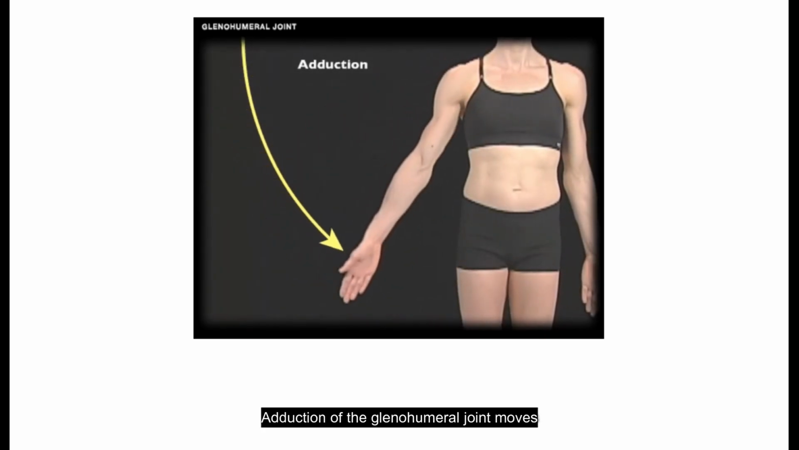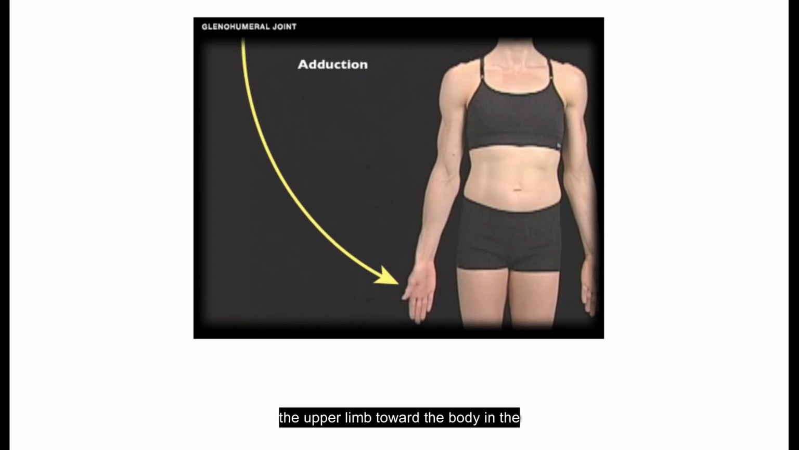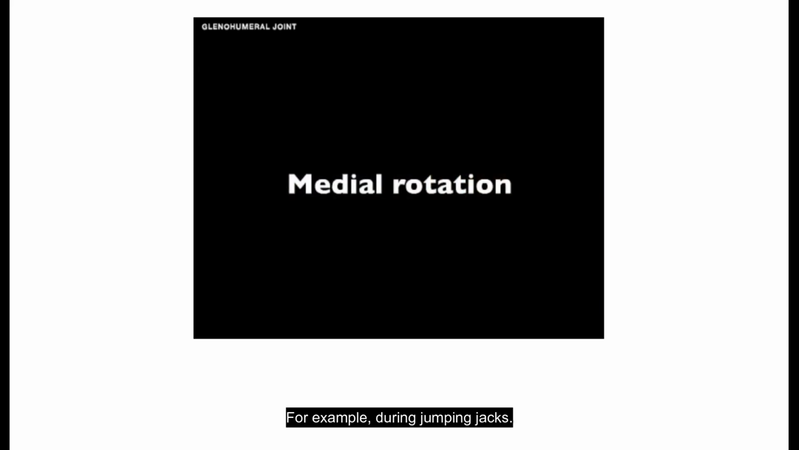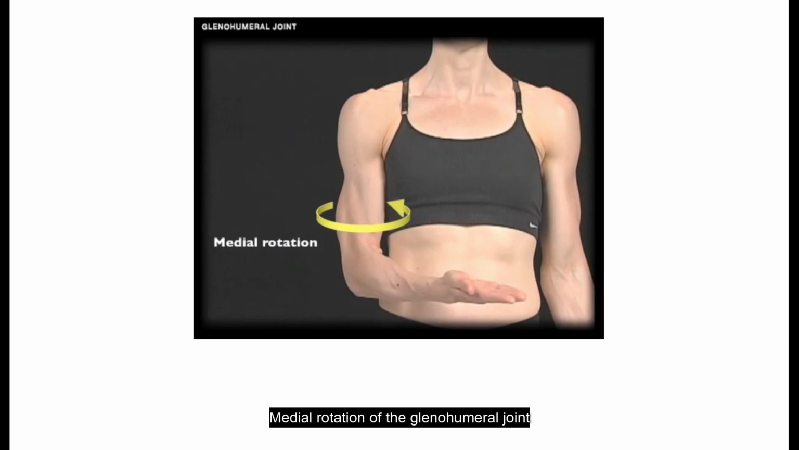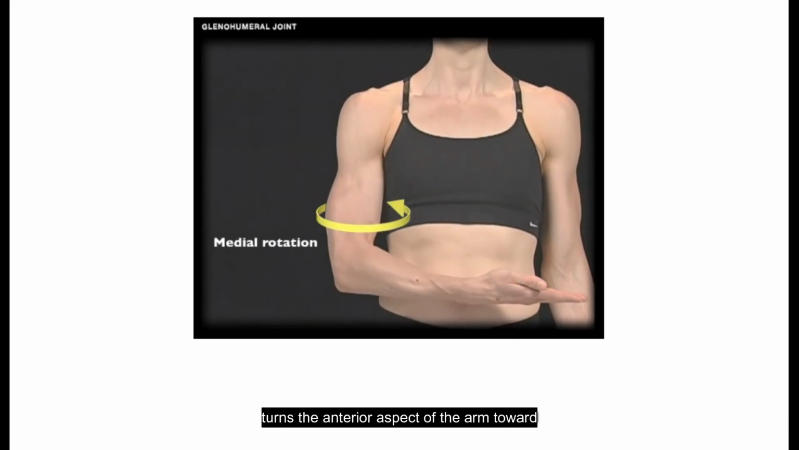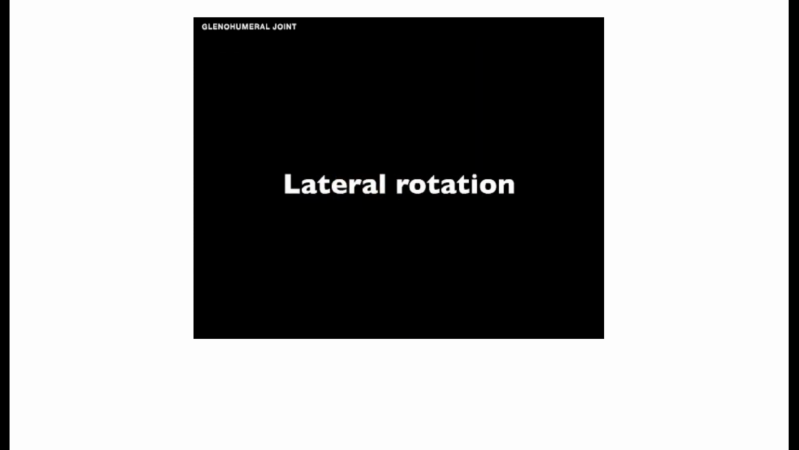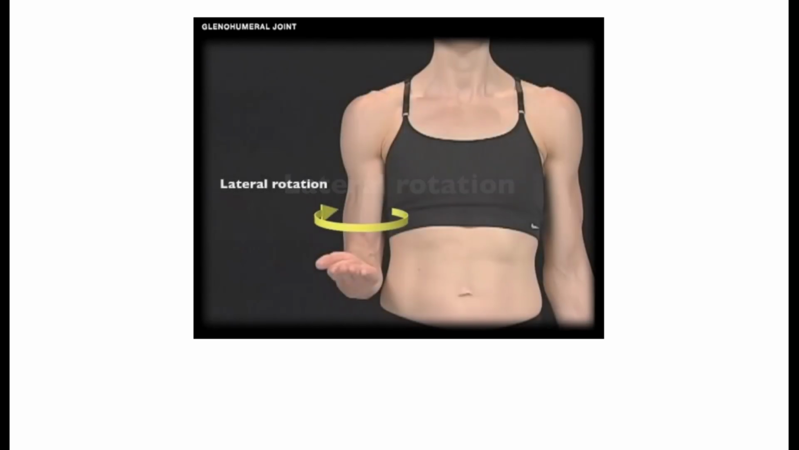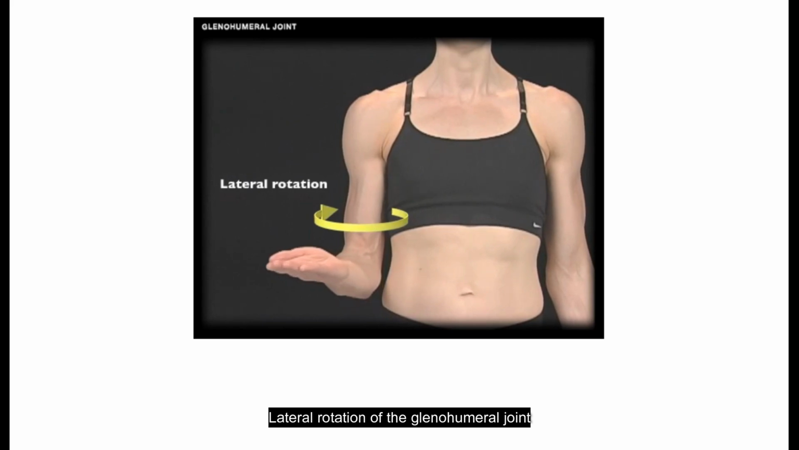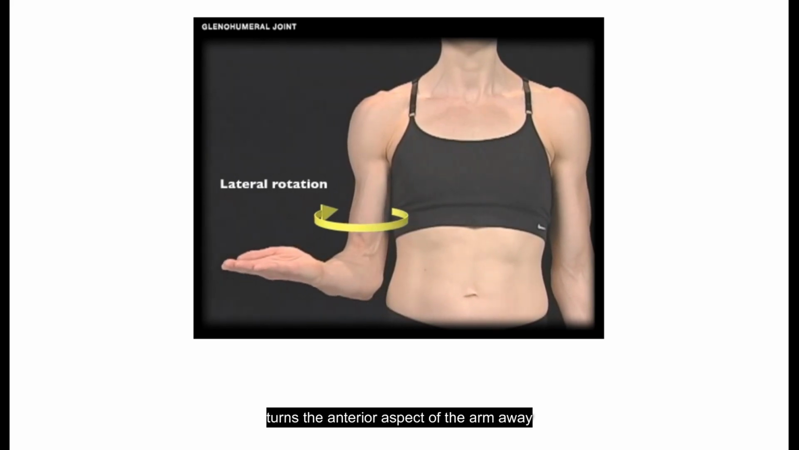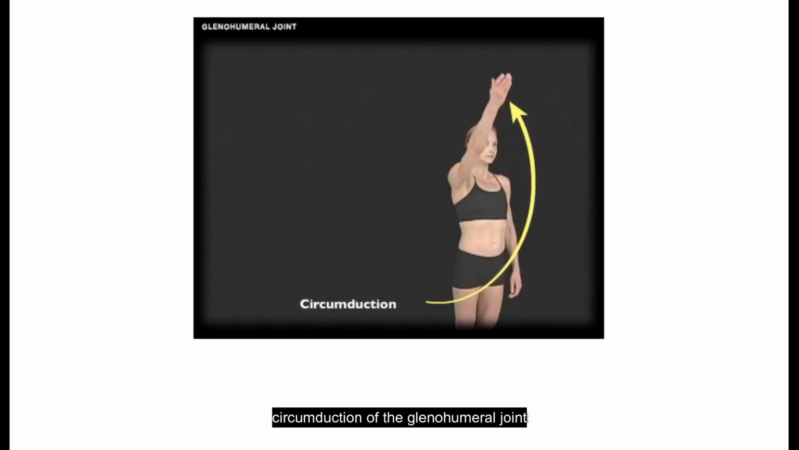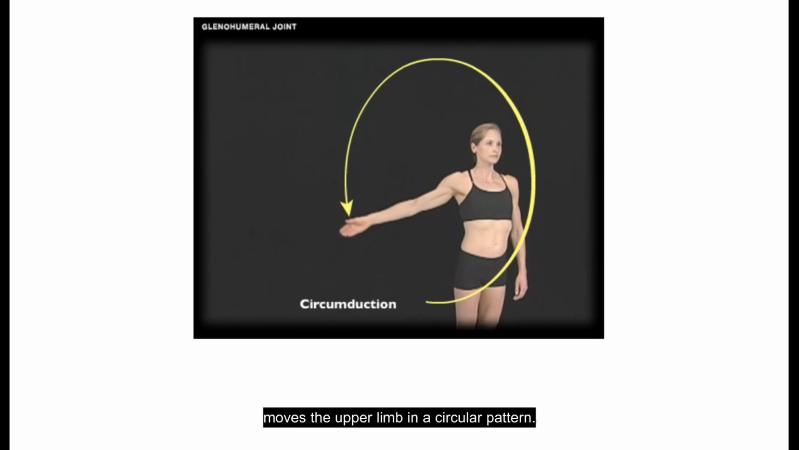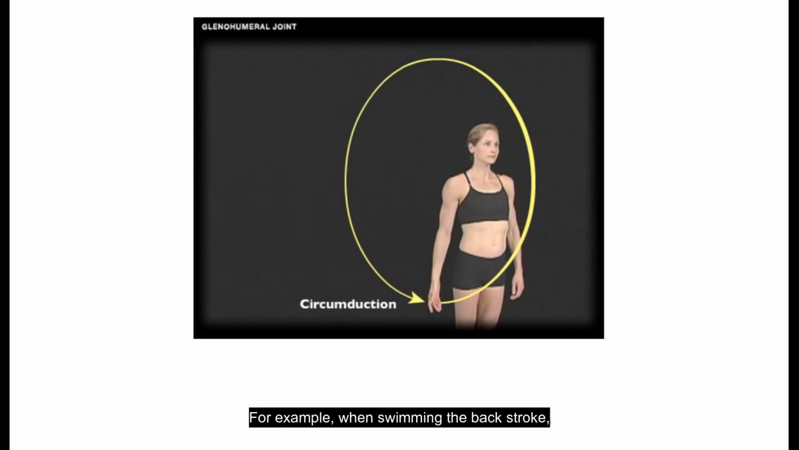Adduction of the glenohumeral joint moves the upper limb toward the body in the coronal plane, for example, during jumping jacks. Medial rotation of the glenohumeral joint turns the anterior aspect of the arm toward the body midline. Lateral rotation of the glenohumeral joint turns the anterior aspect of the arm away from the body midline. Circumduction of the glenohumeral joint moves the upper limb in a circular pattern, for example, when swimming the backstroke.